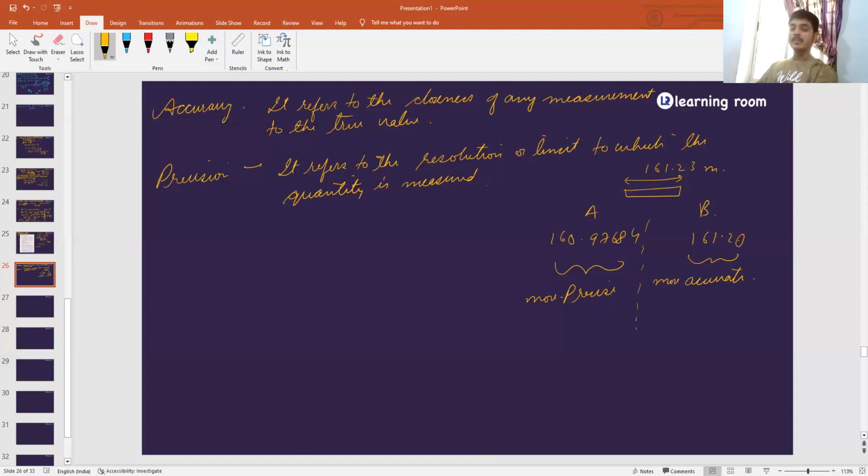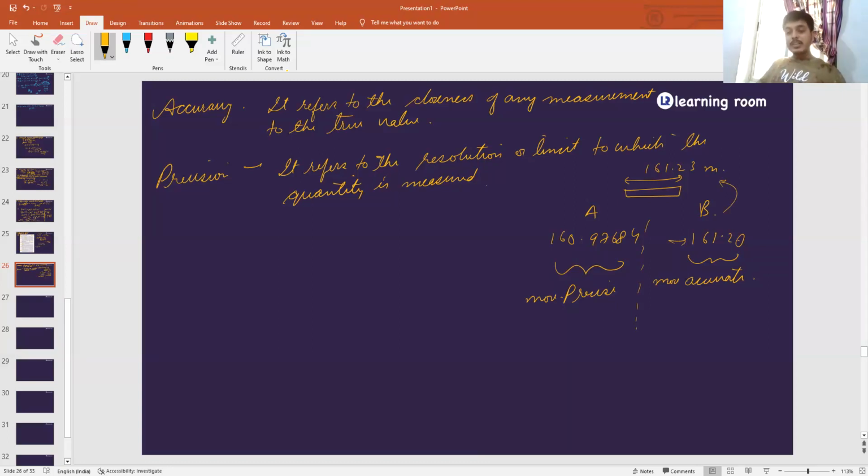Exactly accurate is 161.23. Now see what is accuracy and what is precision. Whatever mistake A did, that may be the mistake of the scale or of its reading. But he went deep into the reading. He took as deep readings as possible, so he was more precise in the answer. On the other hand, B took a small reading and did not go deep inside it. If he would have gone deeper, he must have got nearer to the answer. So an answer should be accurate and precise. These two are different things.